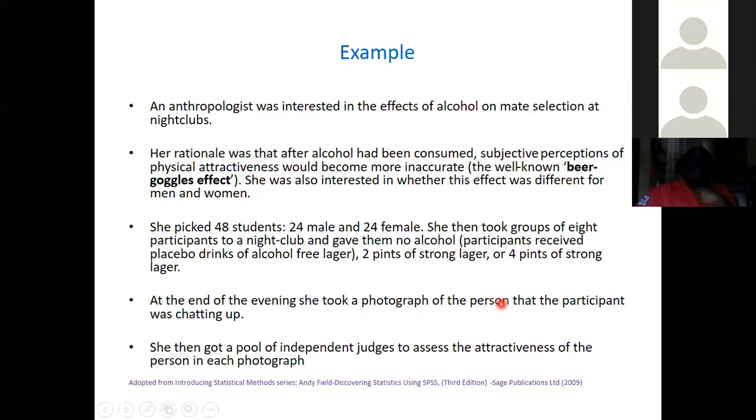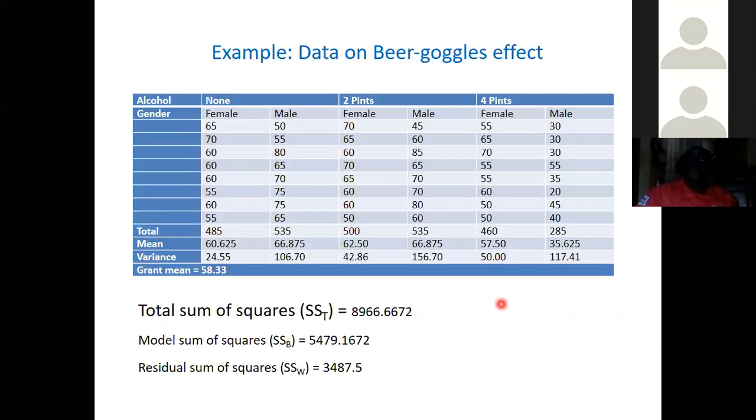With that, you're going to have 6 groups. What happened is that each person, through the picture of the mate, chose and gave a score between 1 and 100, on a scale of 1 to 100, to show how attractive the people they chose were. What I just want you to know here is that there are 6 groups, and these 6 groups are defined by the 2 factors.